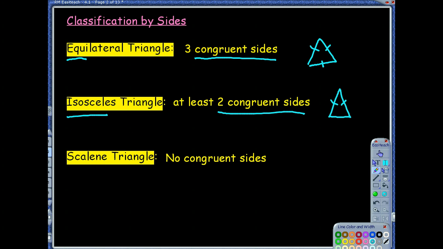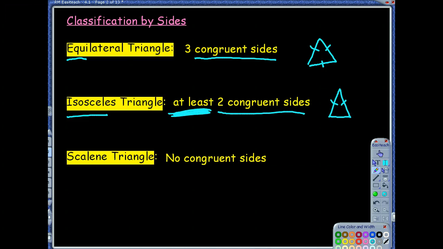Really, isosceles technically could have three congruent sides. It has that "at least" in the definition. The reason I say at least is because this third one could be congruent to it, we just don't know that. So when you know the third one is congruent, we do say equilateral. We go to that more specific definition.